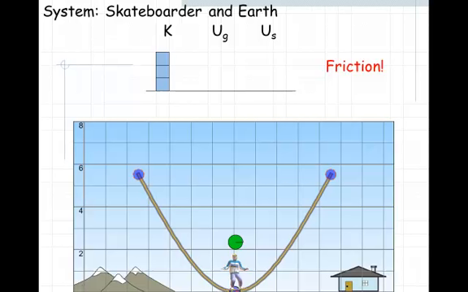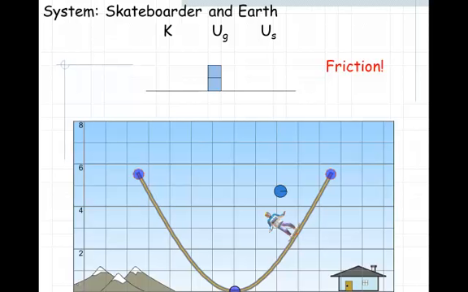When he gets to the bottom, it turns all green because now it's all kinetic energy. However, notice instead of having 4 units of kinetic energy, we've only got 3 units of kinetic energy because we've lost 1 unit of energy due to friction. It's turned into thermal energy or heat. As he continues up the other side, notice the size of the pie chart continues to diminish, again because of friction, and now the gravitational potential energy is just 2 units.